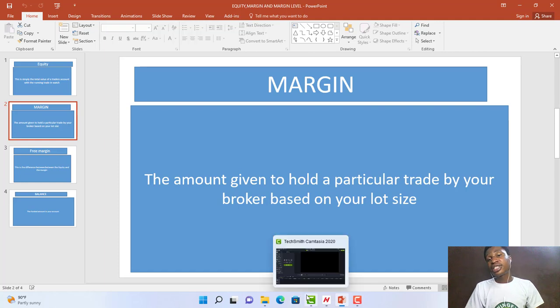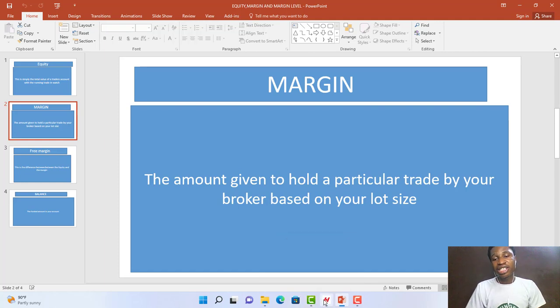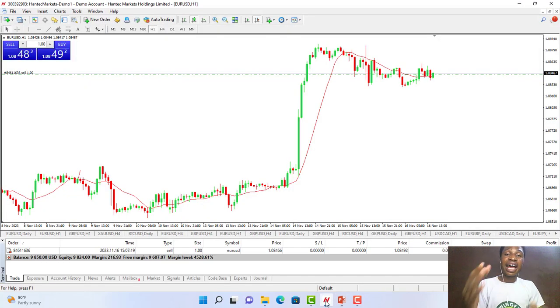And we went ahead to say the margin is dependent on your lot size. The higher the lot size, the higher the margin. The lesser the lot size, the lesser the margin. But the higher the leverage, the lesser the margin. And the lesser the leverage, the higher the margin. I come again. The higher the leverage, the lesser the margin. The lesser the leverage, the higher the margin. So you can see the benefits and the disadvantages of leverage in the forex market.